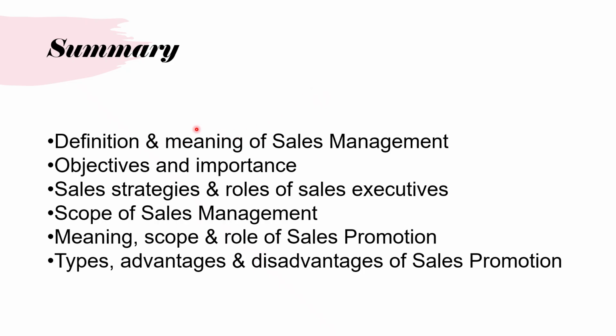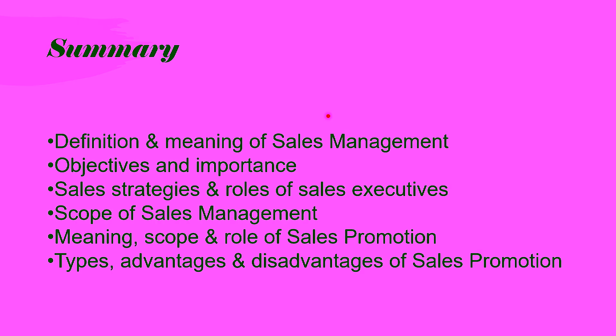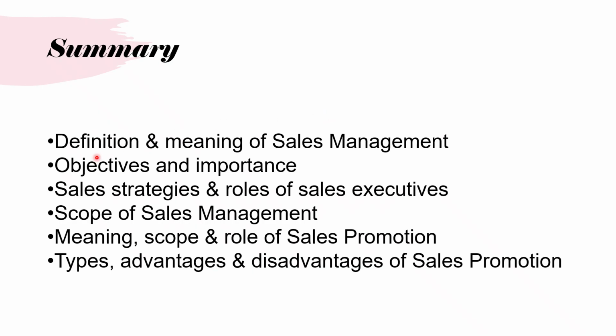Now let's quickly summarize what we have learned in Unit 3, that is sales management and sales promotion. We looked at the definition and meaning of sales management. We had seen the objectives such as sales target, market share, customer satisfaction and profitability. We have seen the importance also in creating the revenue. Then we've understood that sales management strategies include push strategy, pull strategy, pricing, CRM or digital sales. Then we also learned different types of sales strategies which are used by companies like Apple, Amazon, Coke or Reliance.